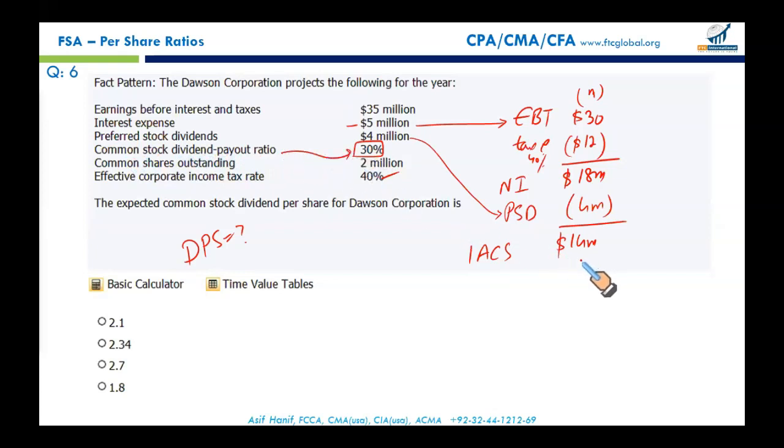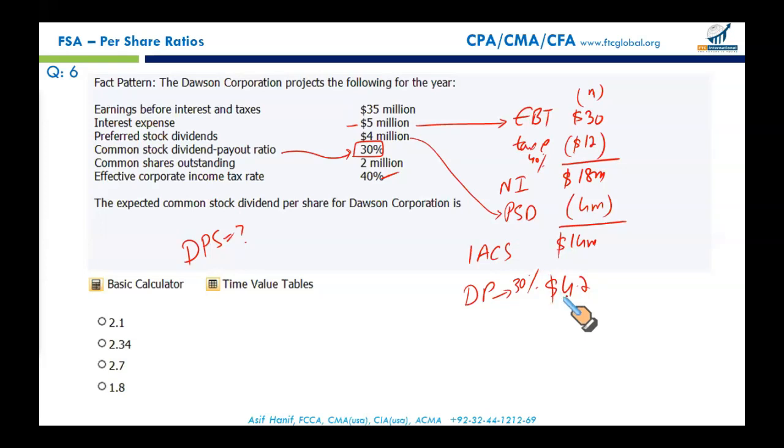Whatever we earn, 30% of the earning is given to the shareholders as dividend. So you can say that the dividends to be paid is 30% of your earning, 14 million's 30%, which is 4.2 million. So 4.2 million of this earning will be paid to the shareholders.